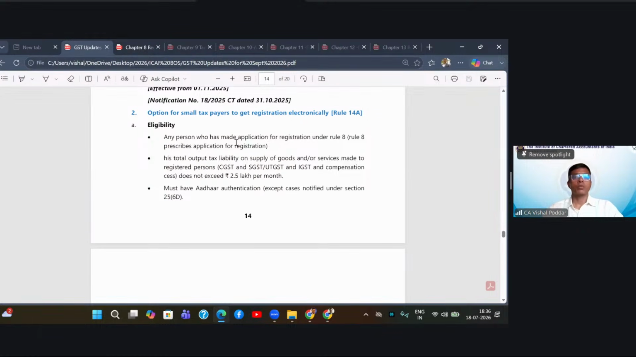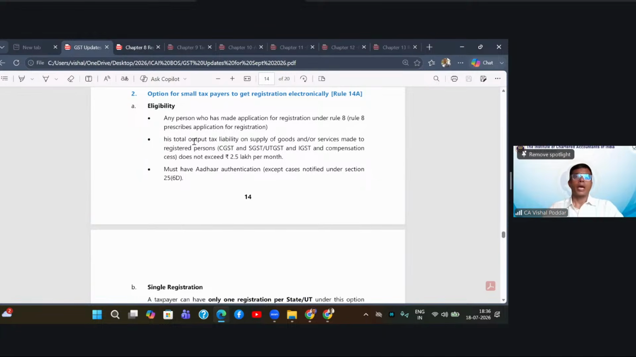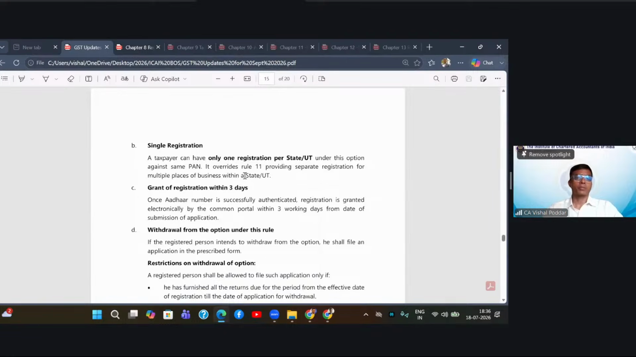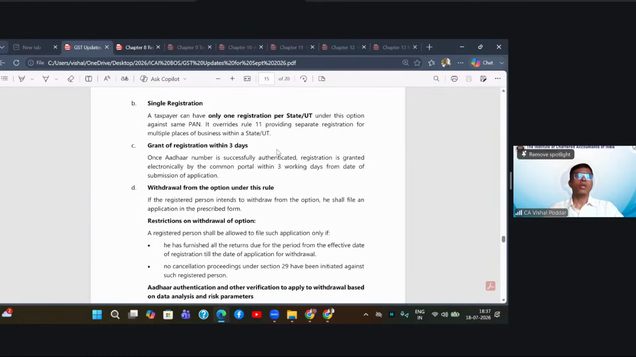So wherever a person who has made application for registration and the total output tax liability, which is supply of goods or service made to registered person, is not expected to exceed 2.5 lakhs and the person has Aadhaar authentication, then for such persons a simple registration procedure has been given whereby the taxpayer can only apply for one registration per state under this option. So under this you cannot have multiple places of business, and again you will be granted registration within 3 days provided you have a proper Aadhaar authentication.